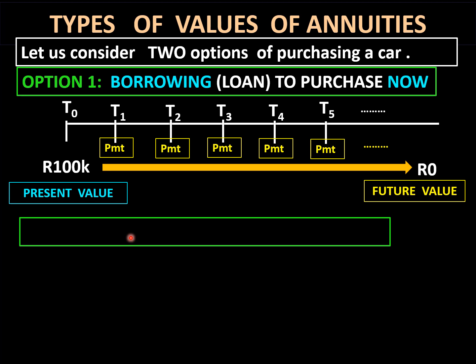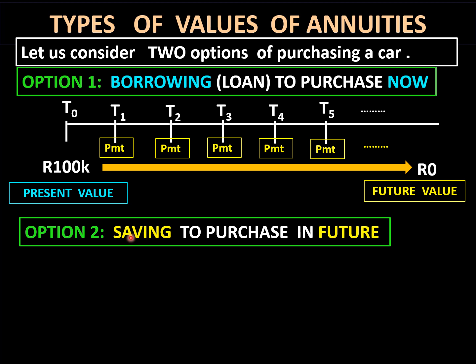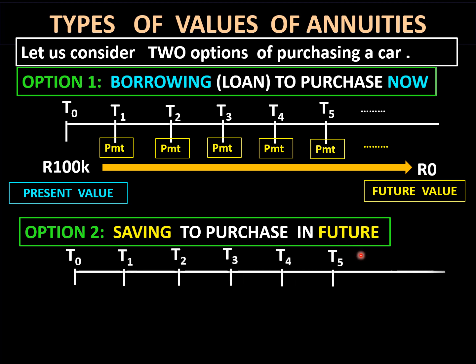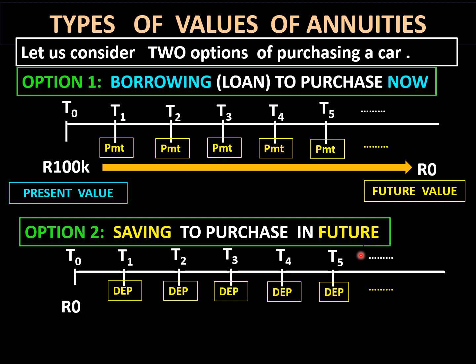Let's look at the second option. Instead of borrowing to buy a car now, you could save to purchase that car in the future. You don't want to purchase it now, you want to purchase it in the future. So let's put our timeline down. When you save, you first start off with nothing. Then at the end of the first month you make a deposit, and then your second month, and you keep on making deposits, depending on what your objective is. Let's say you can make 60 deposits.